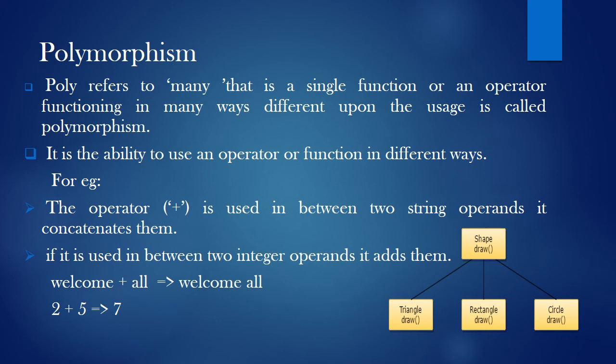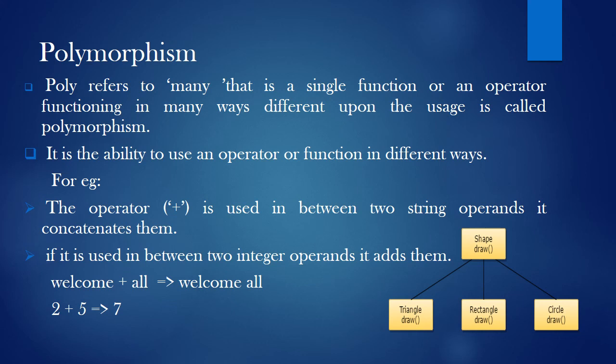Next is polymorphism. Poly refers to many, that is, a single function or an operator functioning in many ways depending upon the usage is called polymorphism. It is the ability to use an operator or function in different ways.